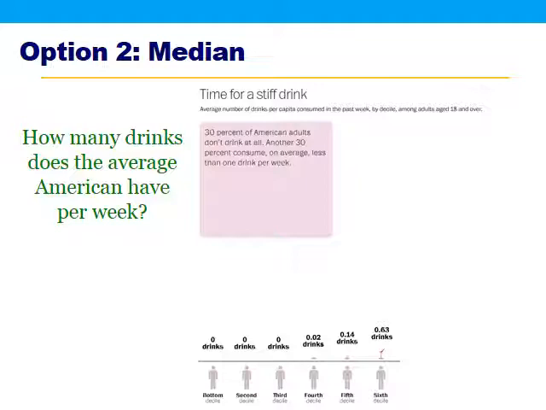So first off, you'll see here that in the bottom decile and the second and the third deciles, the average is 0 drinks. In other words, 30% of Americans don't drink at all. So they have an average of 0 drinks per week. There's another 30% of people who drink a very modest amount, less than 1 drink per week on average. So right now we're looking at 60% of the American population, and those 60% of people drink very, very little.